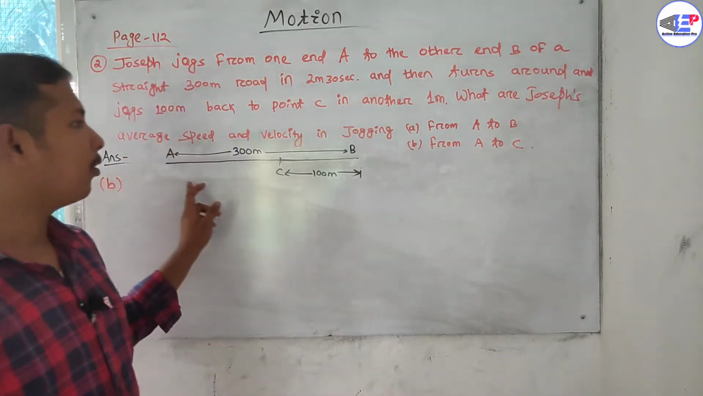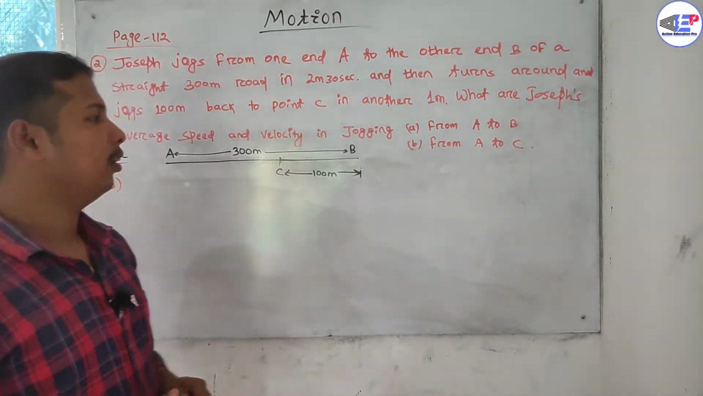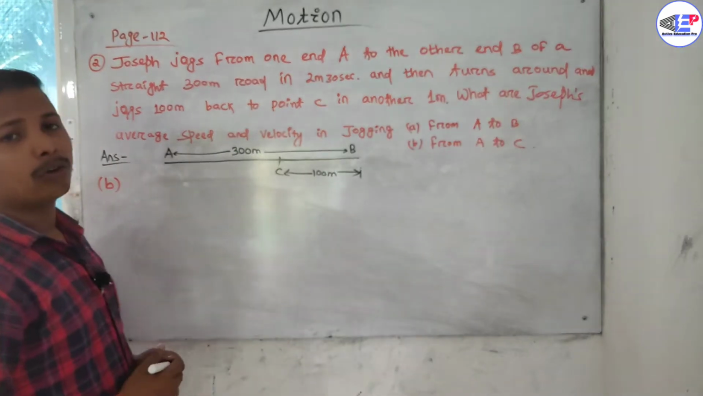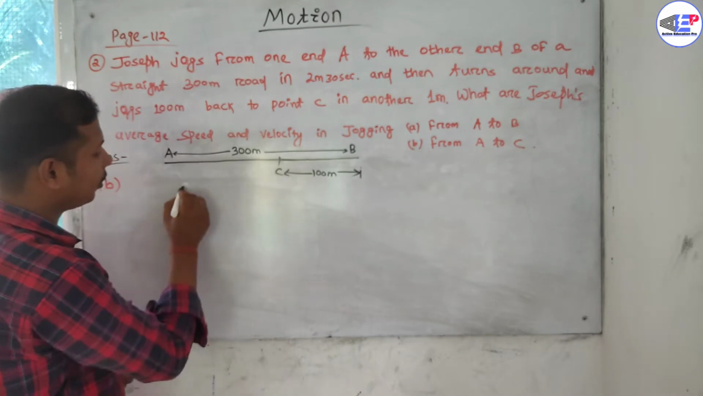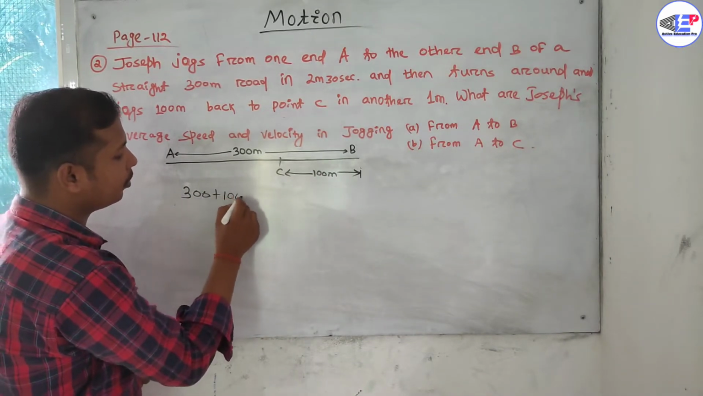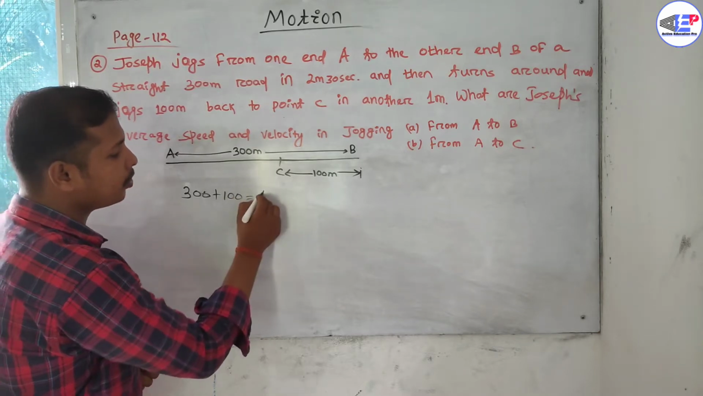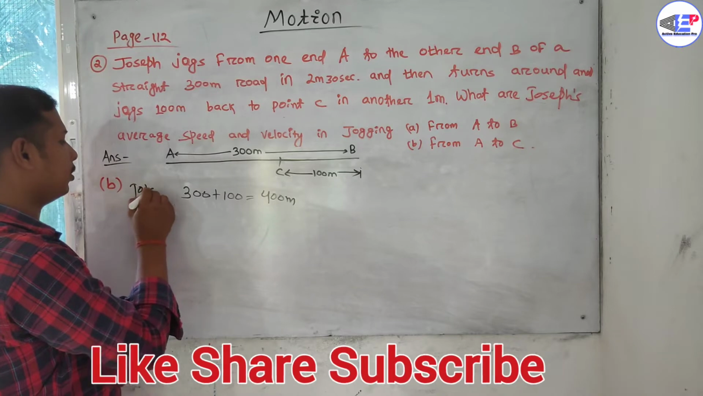Next we will calculate the average speed from point A to C. From point A to C, the total distance covered by Joseph is 300 meter plus this one 100 meter. So the total distance is 400 meter. It is the total distance.